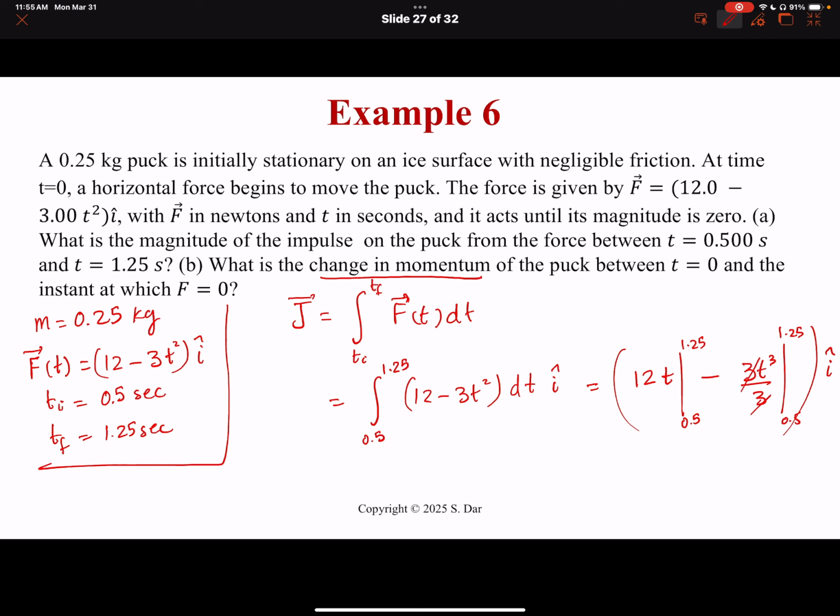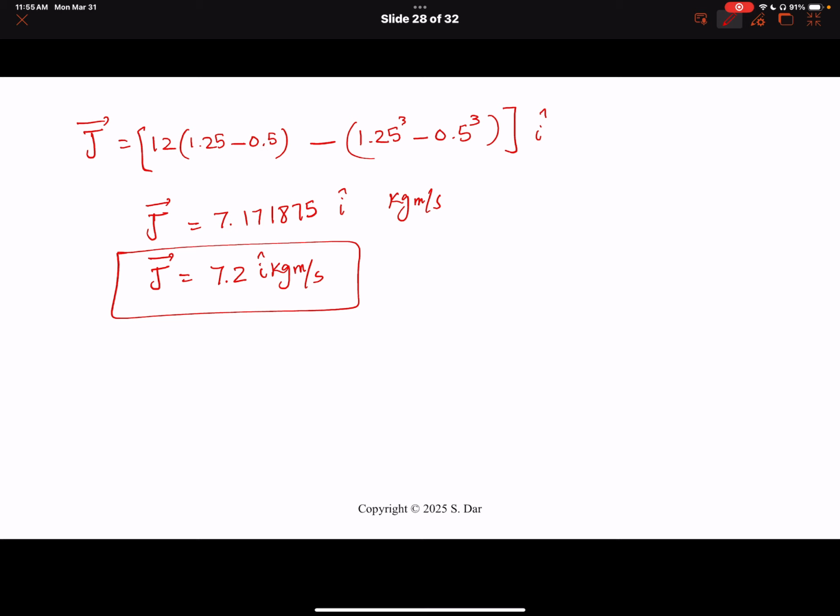The second part is asking what is the change in momentum of the puck between t equal to 0 and the instant at which force is 0. How do we find that instant when force is 0? Well, force is given to you as a function of time, and that is 12 minus 3t squared. When is force 0? When negative 3t squared is negative 12, or when t is equal to 4. Okay? No, I'm sorry, t squared is 4.